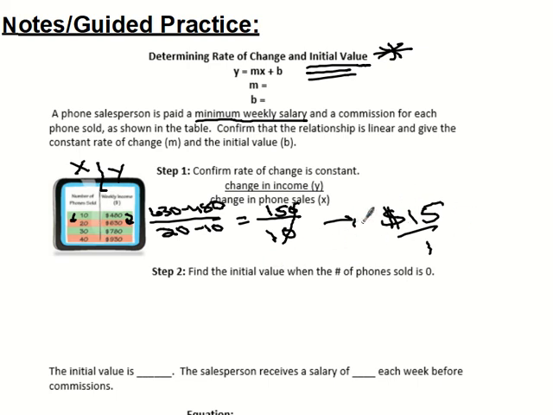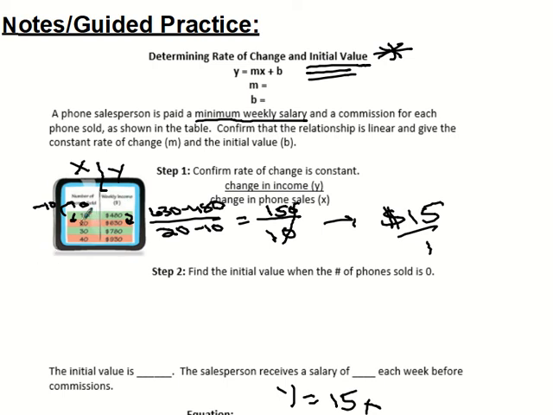So that's my slope. So if I were to write that as an equation, it would be y equals 15x. But now I got to figure out what's that weekly salary. That's that initial value. So the initial value is whenever there's 0 phones sold. So if we notice the pattern here, if the change in x each time is going up 10, I could go backwards and I could go down 10. If I go down 10, I go to 0.